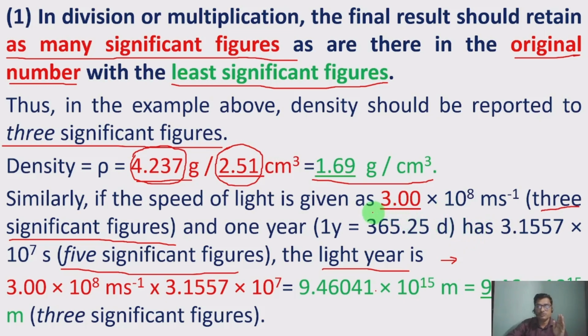Therefore, of these two numbers, the first has three significant figures and the second has five significant figures. We should take the least, that is 3 only. Therefore, it is rounded off to 9.46 into 10 raised to 15 meter, with three significant figures. This is for the multiplication example.